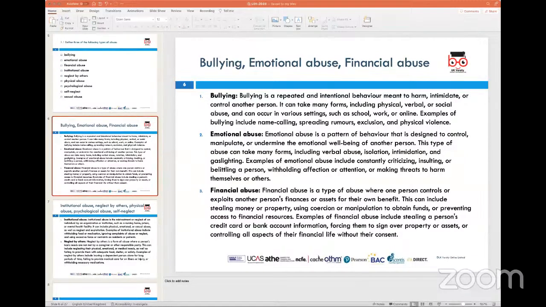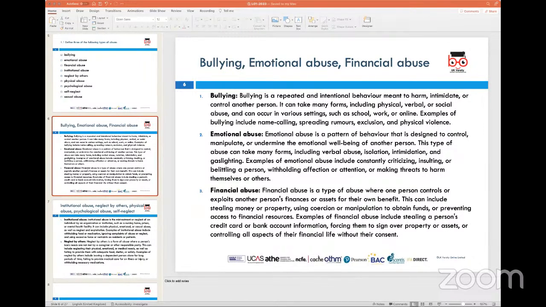Bullying can happen in various settings. It can happen in school, at work, even online. And there are loads of examples of what bullying can look like. It could be things like name calling, spreading wrongful rumors about something which the individual has not done. It could be exclusion, and it could even be physical violence.